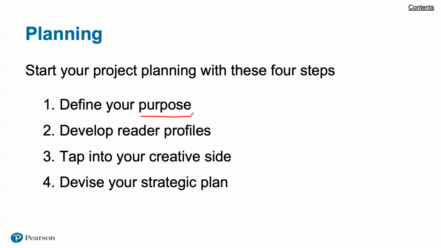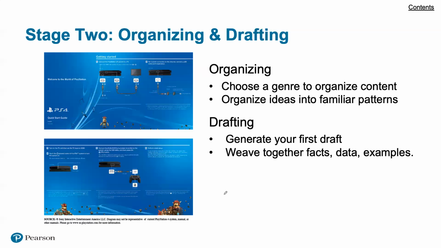You want to develop your reader profile. Who is your audience? And so once you've got a clear idea of who your audience is, that's going to help you to architect your writing strategy. You want to tap into your creative skills. Writing can be very creative. This is you representing this information with all of your talent and skills. And finally, you want to come up with a strategic plan of how you're going to execute that. So those are the basic steps of what you're going to be thinking about.